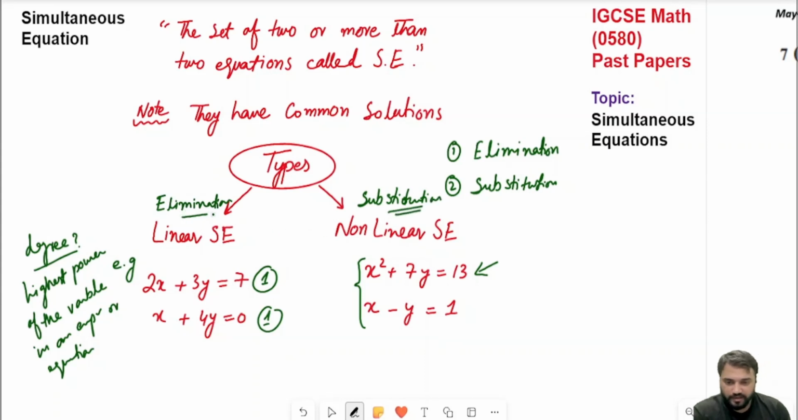Okay, let's talk about the elimination method. What is elimination method? Basically, we get rid of one of the variables in both the equations. Let's say we want to eliminate this x variable in both the equations. Okay, and what is the procedure? I'm going to write the procedure here.